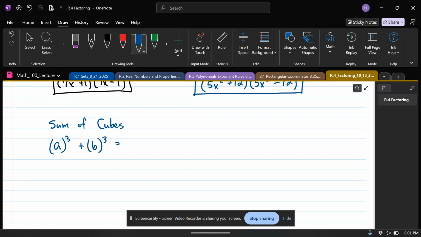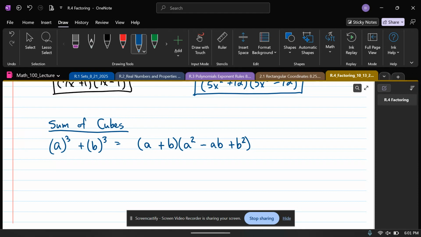The pattern for the factoring of a sum of cubes, you're going to have a short factor and a long factor. The short factor is going to be the same as this, just take the cubes off. So we're going to have a plus b. That's going to be the first factor on a sum of cubes, a plus b. The second factor is going to be a squared minus ab plus b squared.